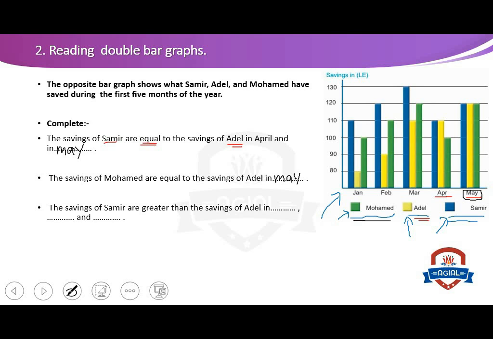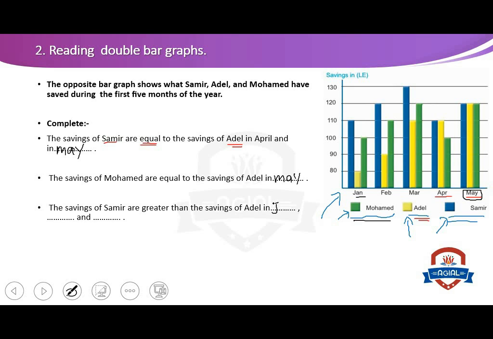And in the third sentence, the savings of Samir are greater than the savings of Adil. Samir is colored with blue and Adil is colored with yellow. So we need to find in which month the blue bar is greater than the yellow bar.